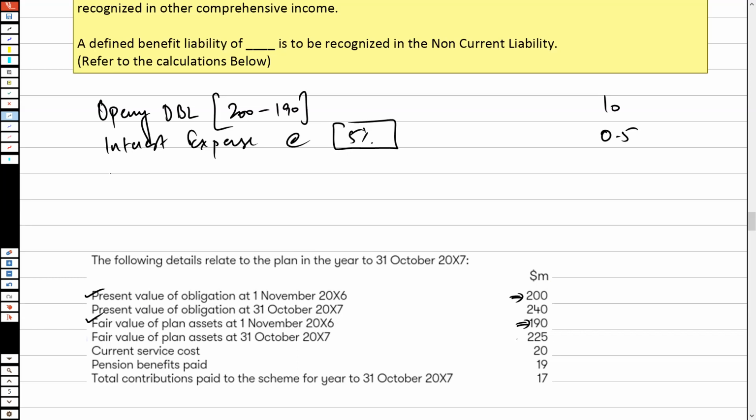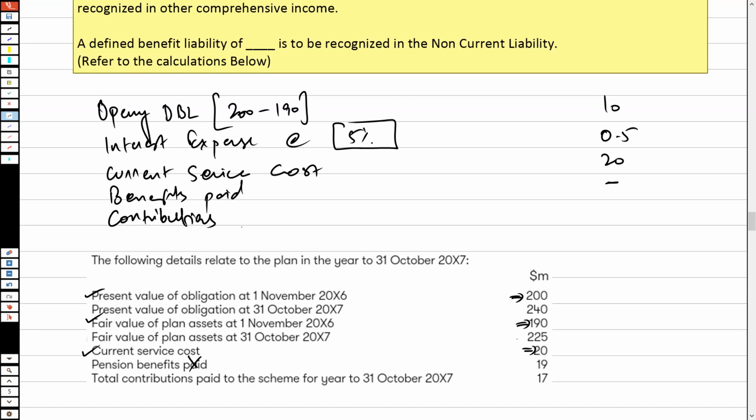Now what happens is that you would say current service cost, which is 20. It is actually going to increase the liability. Then the benefits paid are not shown because they have an impact on both the asset and the liability, so they're not shown. Then you've got the contributions which are paid into the scheme. They are actually 17.